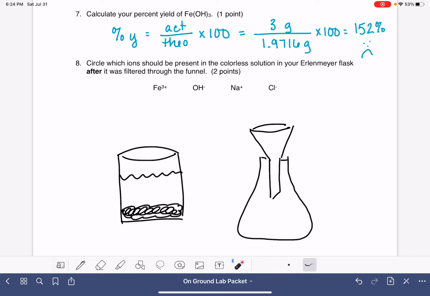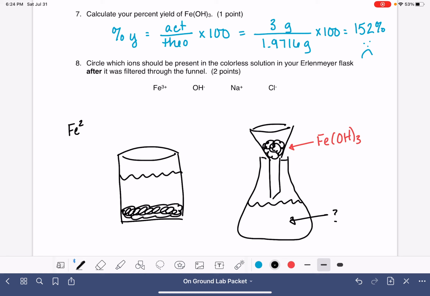So you poured that solution into the filter, and the filter captured all of the solid product, and the clear liquid traveled through, and the question is asking what is in there. You know that this is the FeOH3 solid. So let's think about what's going on in here. In this beaker, you put in Fe3+ ions and Cl- ions. That was in the form of FeCl3. And you also put in sodium ions and hydroxide ions. That was in the form of NaOH.